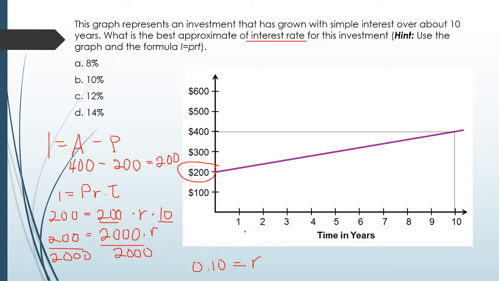However, we need to convert it back into percentage because the interest rate is in percent. To convert from decimal to percent, you need to move your decimal place 2 to the right. So 1, 2, which means the answer is going to be 10%.